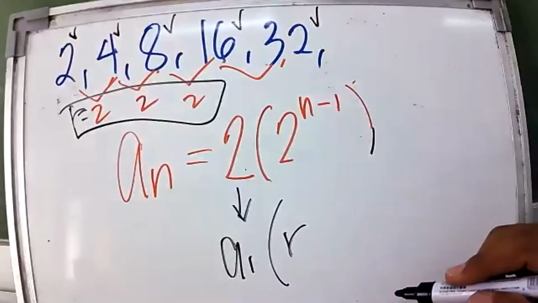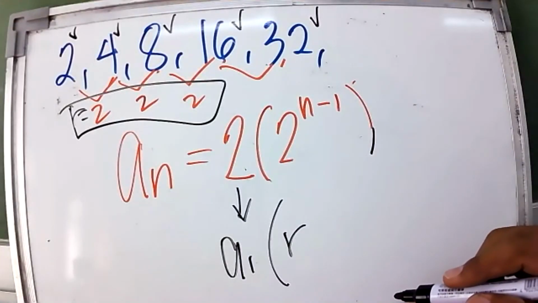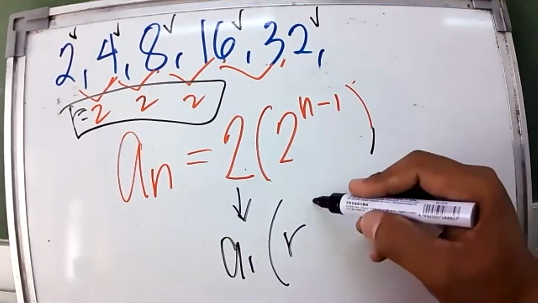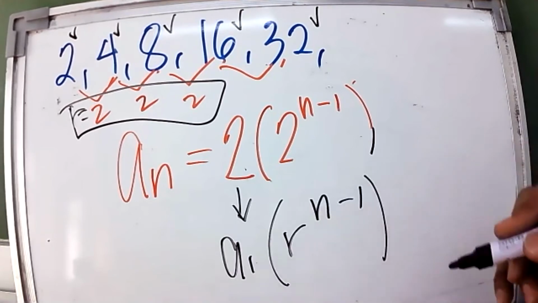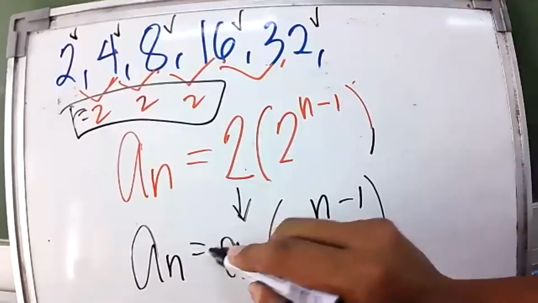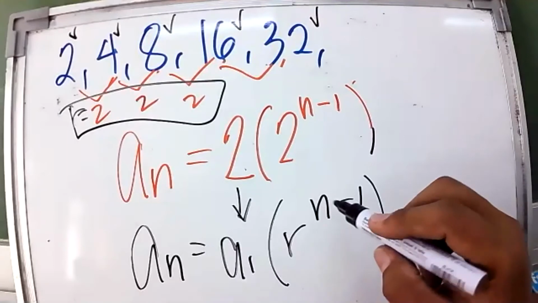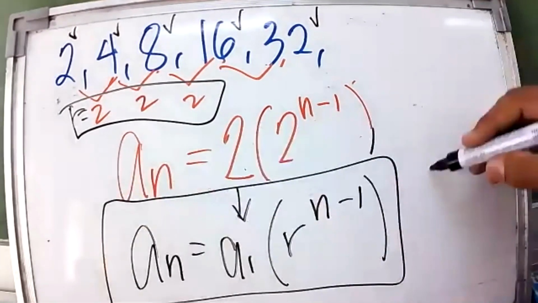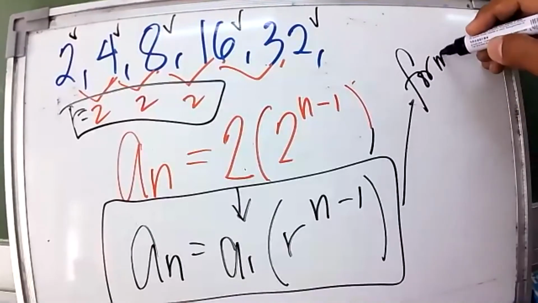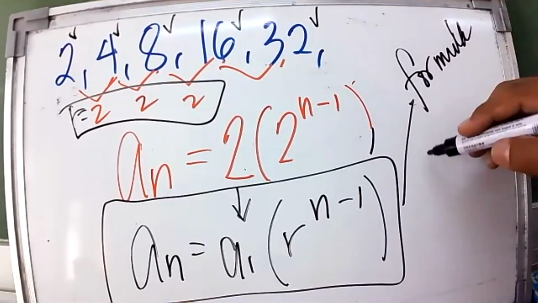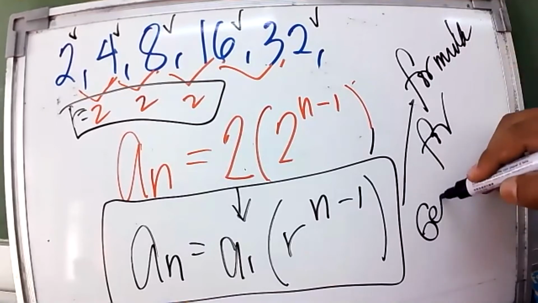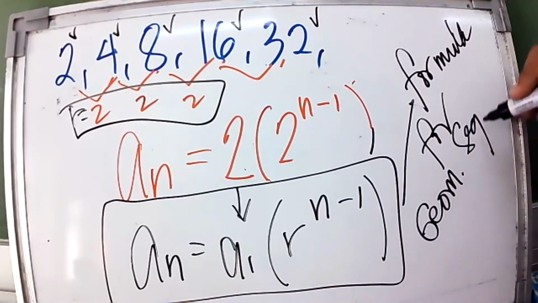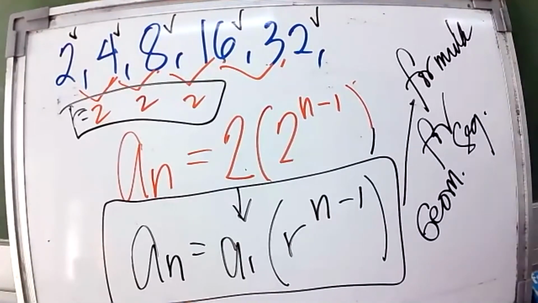R. And then n minus 1 lang po. Automatic yun, n minus 1. Okay? A sub n is equal to a sub 1 times r raised to n minus 1. Exactly. Actually, this is what you call the formula for geometric sequence. Very good. So, let's have another.